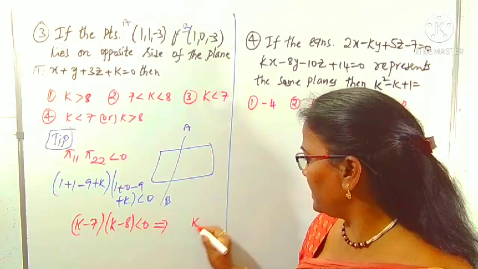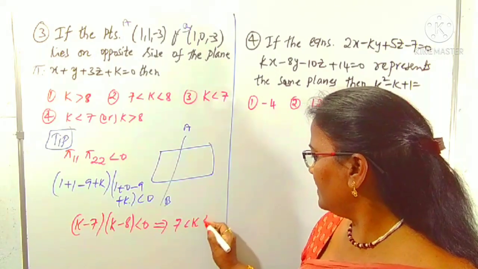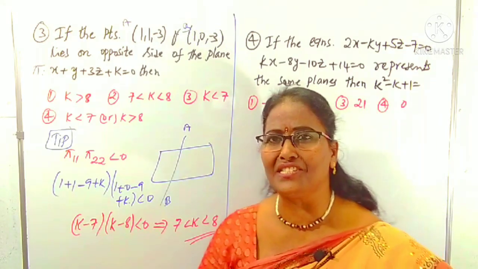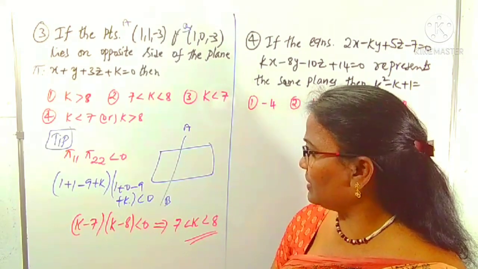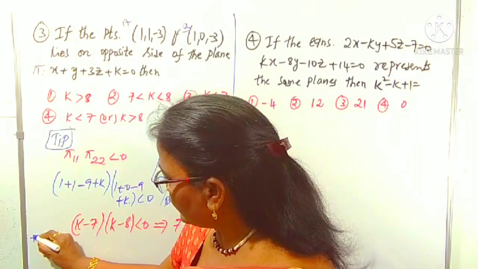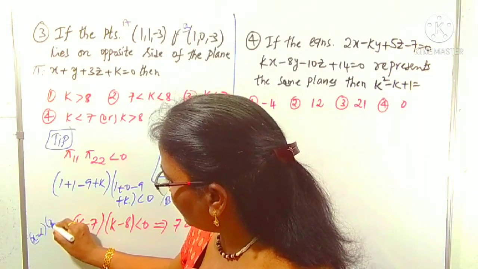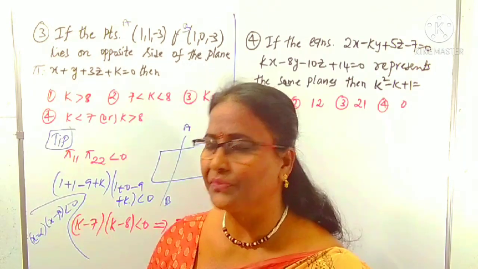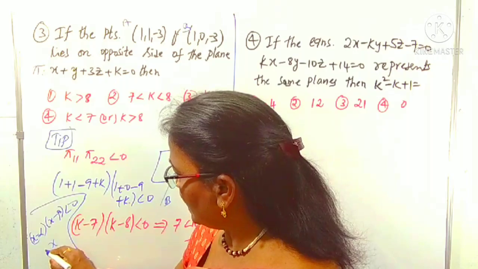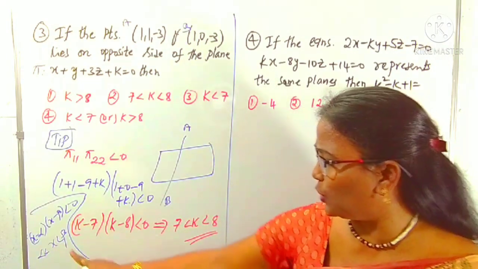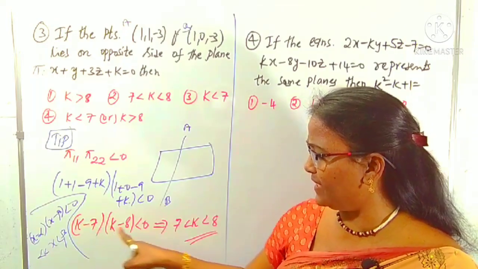K lies between compulsory 7 and 8. This inequation relation you can get from the functions chapter. I am giving here one of the super tips we can use. When (x minus alpha) into (x minus beta) is less than 0, this one we can use in the function chapter. Compulsory x lies between alpha and beta, where alpha is less than beta. This one you can use here, which is 7 or 8.